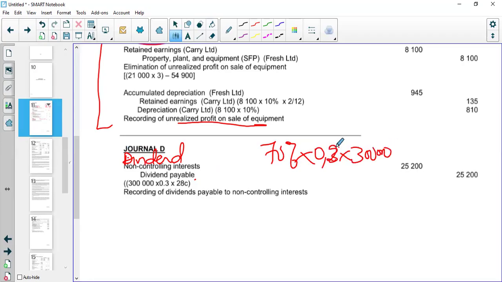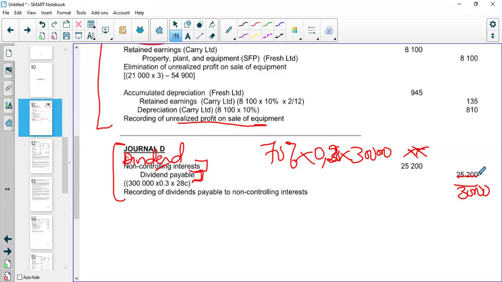So this is 0.28, sorry. So you would have 70% here. And then dividends payable would be the full amount, including everything. That's to say, if you're going to eliminate dividends and also allocate to NCI, that is what you would do. But if they say allocate to NCI only, just do it for NCI and the dividends payable.